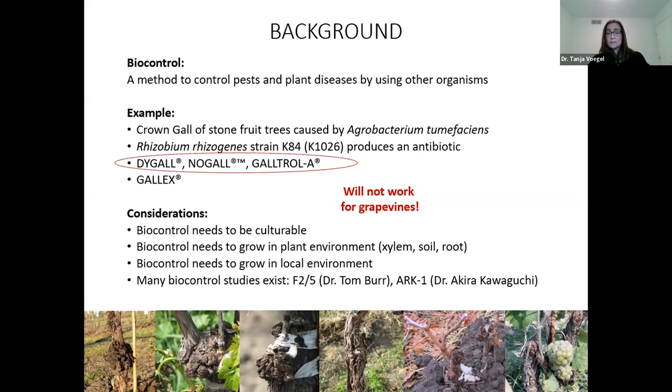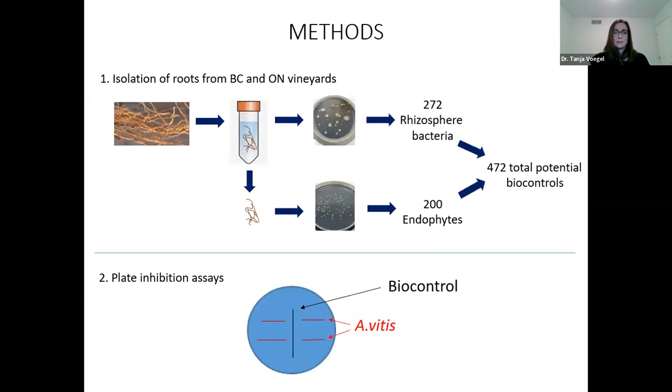So many people have been trying to find and study biocontrols, and there are two very promising strains. One is F2/5 that was developed by Dr. Tom Burr. And then there is ARC1 that was developed by Dr. Akira Kawaguchi. And we've been in contact with both of those researchers and obtained permission to receive their strains. And we're planning to do more work with those strains in the next round of projects.